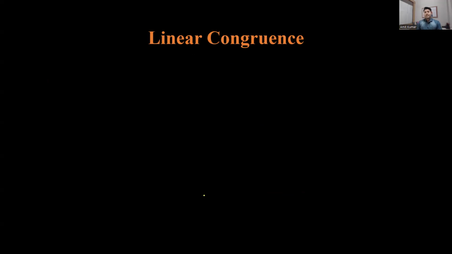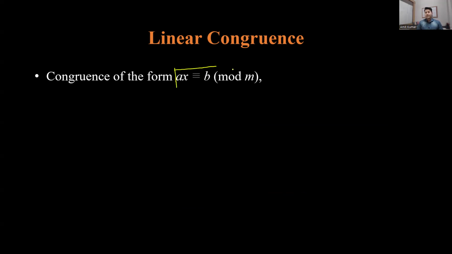Now, let us try to understand what we mean by a linear congruence. A linear congruence is a type of congruence which has a variable in linear power. That means a congruence of the form AX congruent to B mod M is called a linear congruence. If in place of x, we take a variable in power 2, we call it a quadratic congruence relation. In the same manner, if it is power 3, we call it a cubic congruence relation.